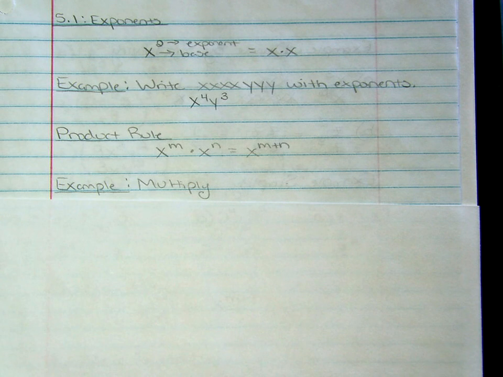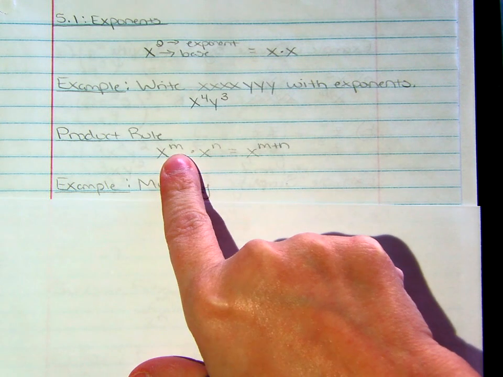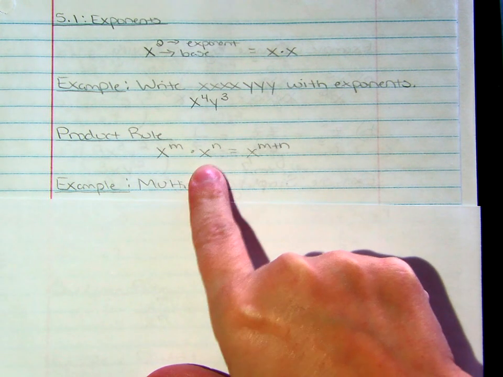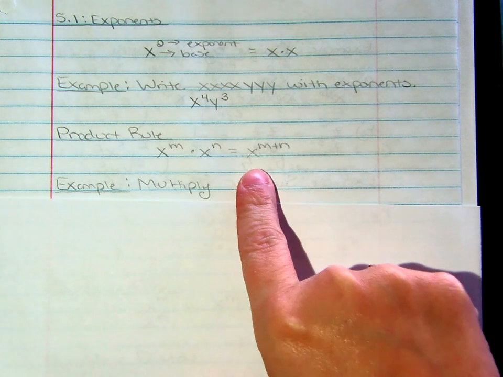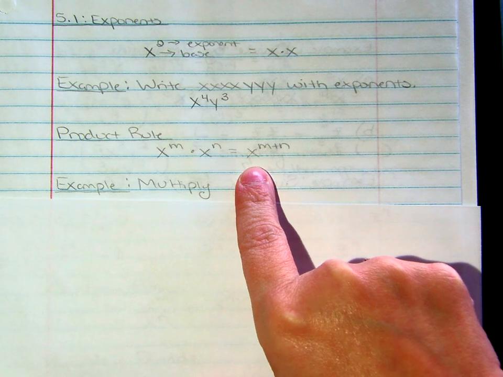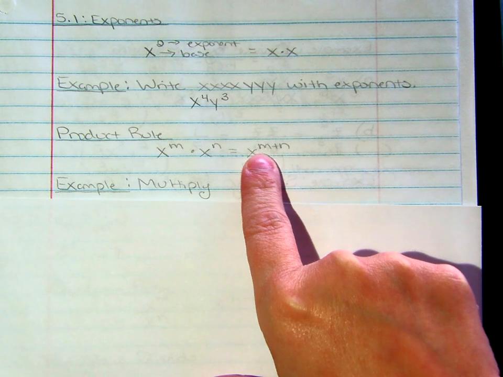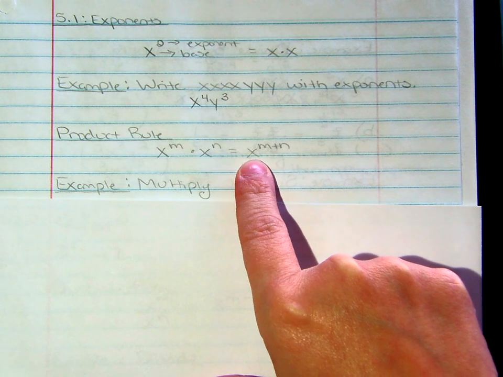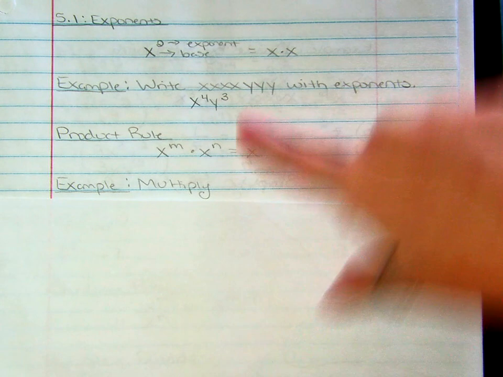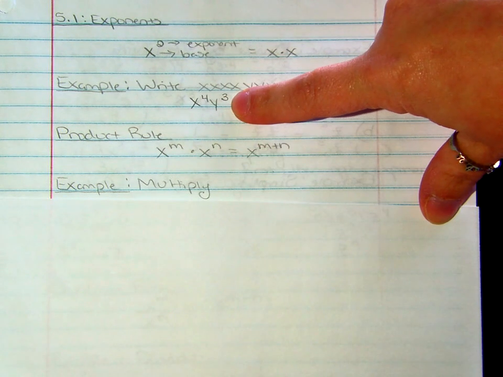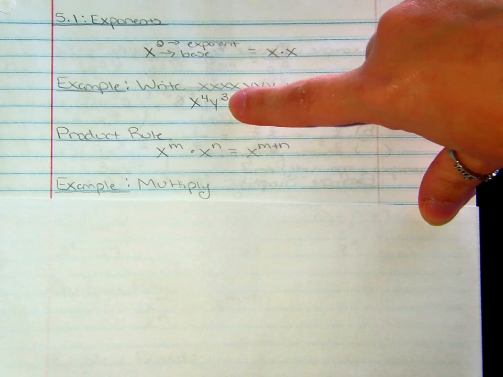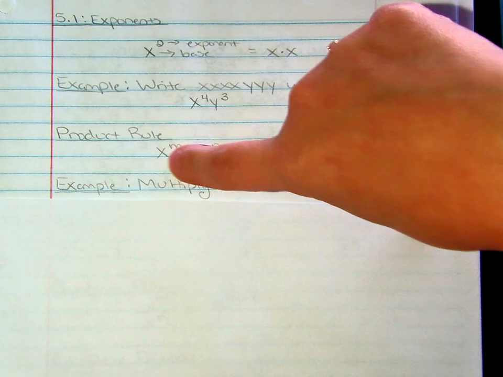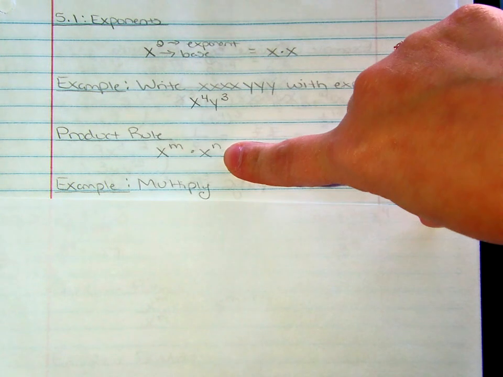Product means multiplication. So here we have x to the m power. This m can stand for any number, times x to the n power. If we want to combine those into a single exponent, what we do is we add our exponents. The base has to be the same, though, in order for us to do this. I couldn't use the product rule up here because I have a base of x and a base of y. Those are different. So this only works if the base numbers or the base variables are the same.